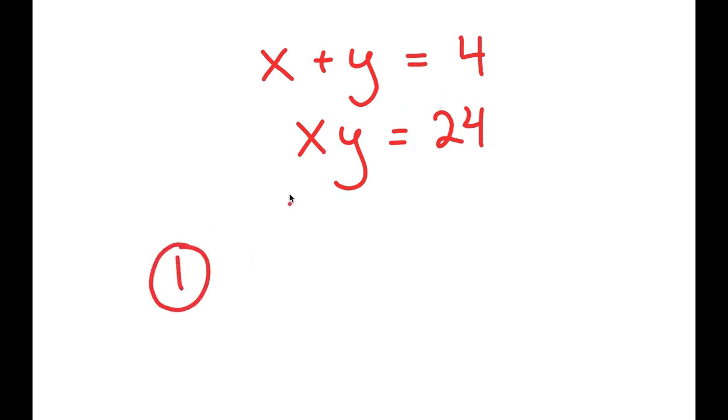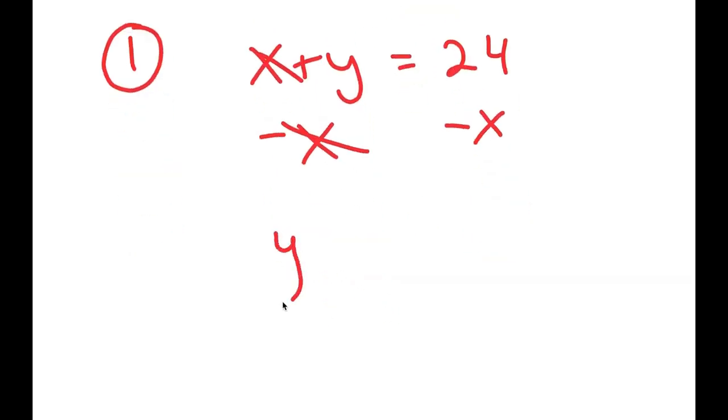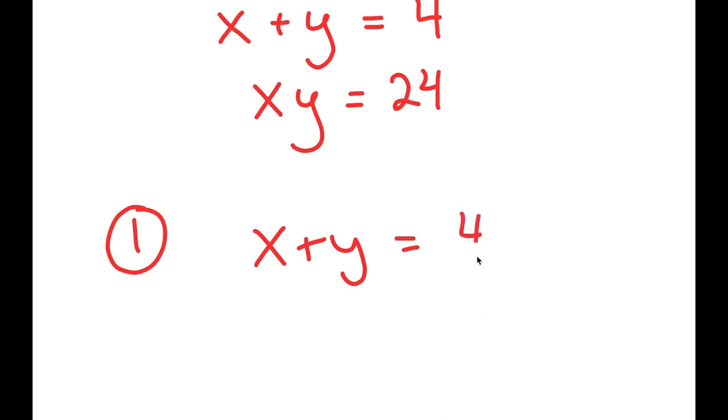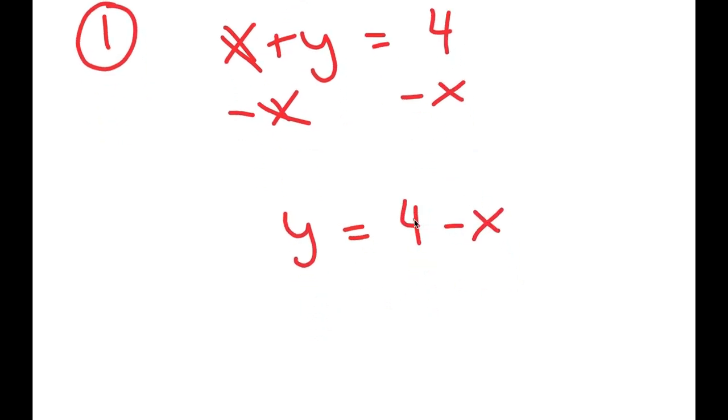So I'm going to first start by using my first equation and solving for y. My first equation is x plus y equals 24. And to solve for y, I'm going to subtract x on both sides. So I get y is equal to 24 minus x. Or sorry, it should be x plus y is equal to 4. So if I subtract x, I get y is equal to 4 minus x. Now I'm going to label this equation 3.